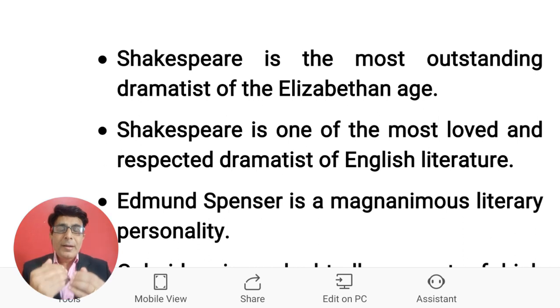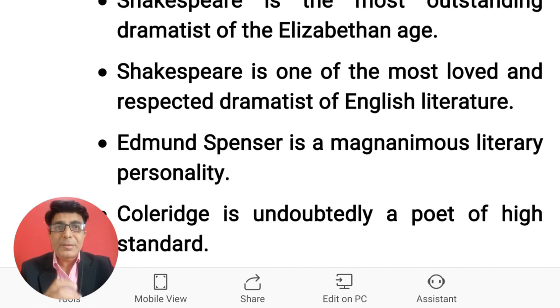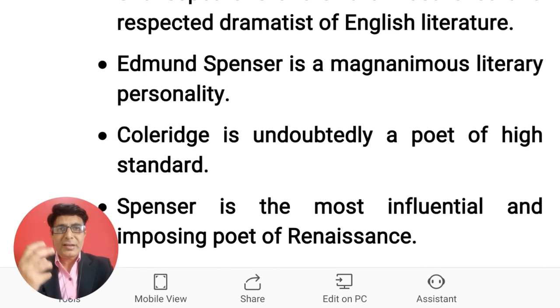In the same manner, you can say another kind of sentence that so and so dramatist is one of the most loved and respected dramatists of English literature, right? You can change the names, but the sentences can be same. Like you can say another third type of sentence, Edmund Spenser is a magnanimous personality, a magnanimous literary personality.